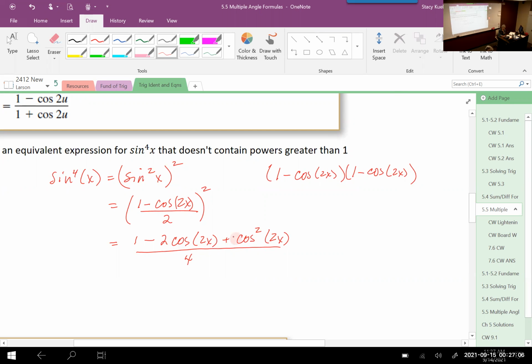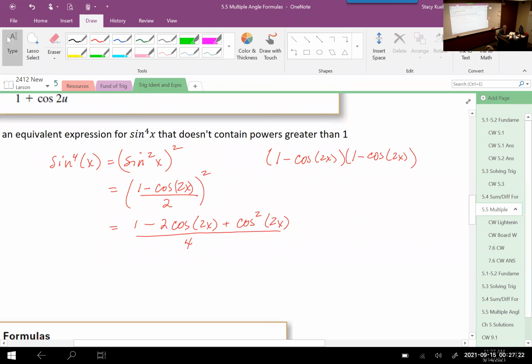Okay, so now we're here. We have this. So we no longer have a power to the 4. We have one term in here which has a power of 2. Not quite there yet, okay? So let's rewrite this.